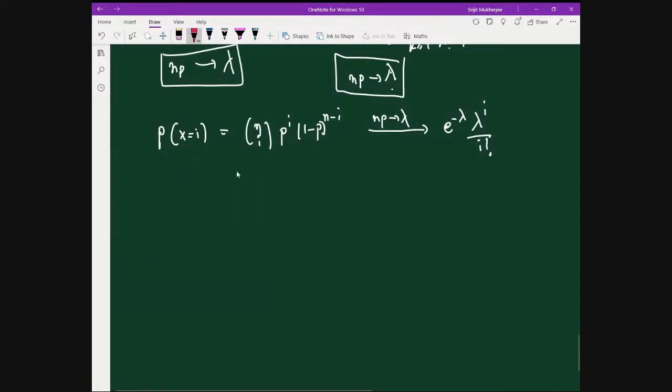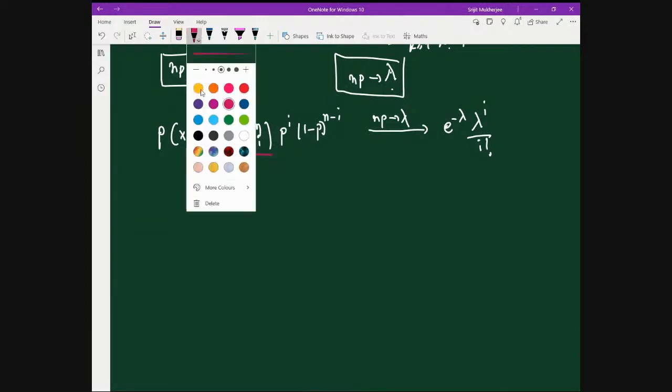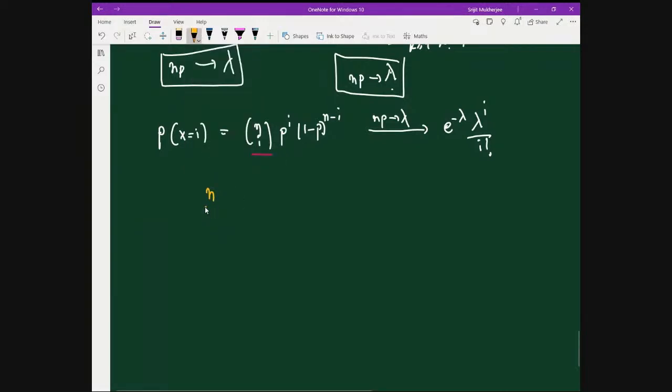It's very easy. So let's expand n choose i. That is n into n minus 1 into n minus 2 up to n minus i plus 1, by 1, 2, 3 up to i. We don't need i factorial here because i factorial is already below. So below is i factorial. It's already there.